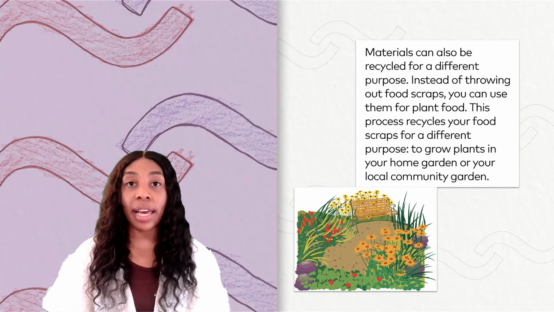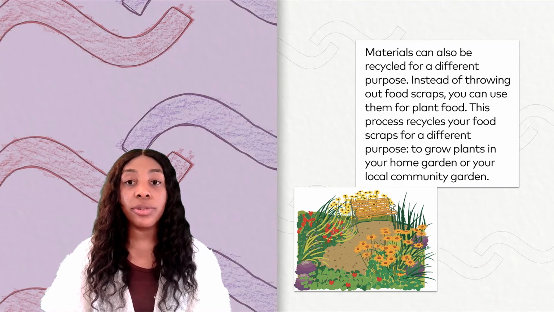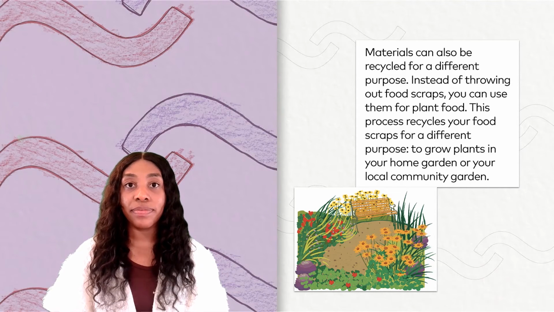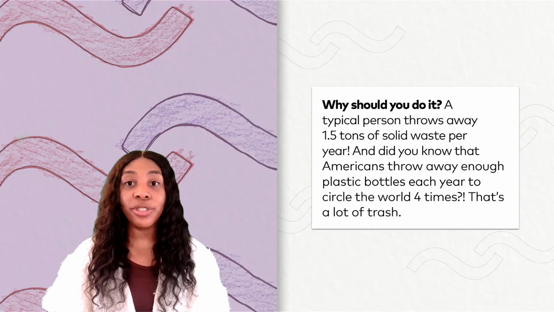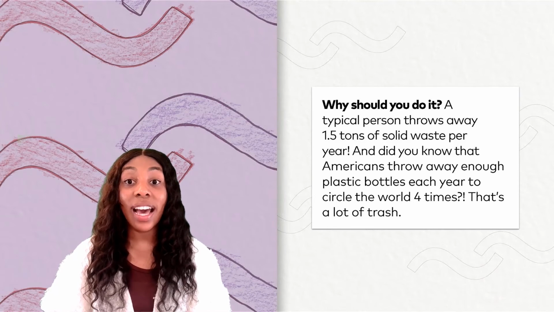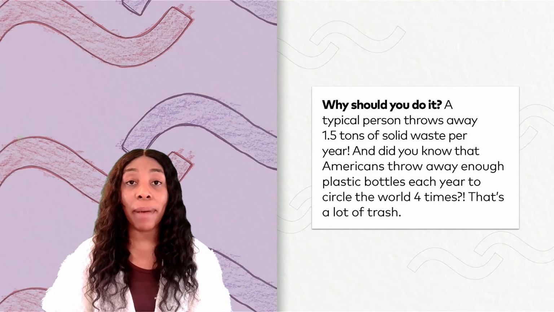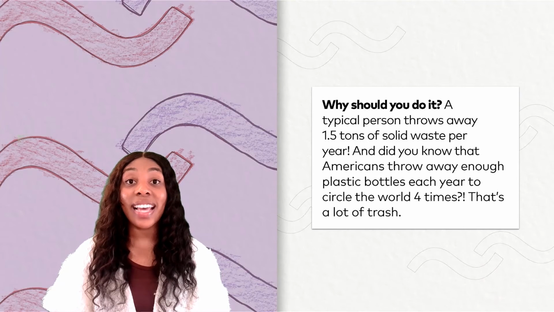Materials can also be recycled for a different purpose. Instead of throwing out food scraps, you can use them for plant food. This process recycles your food scraps for a different purpose, to grow plants in your home garden or your local community garden. Why should you do it? A typical person throws away 1.5 tons of solid waste per year. And did you know that Americans throw away enough plastic bottles each year to circle the world 4 times? That's a lot of trash.